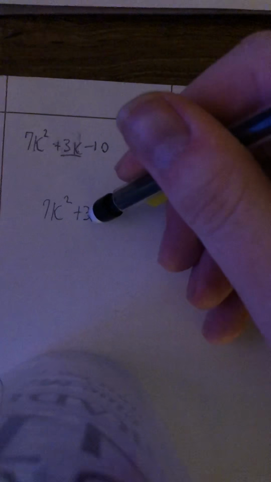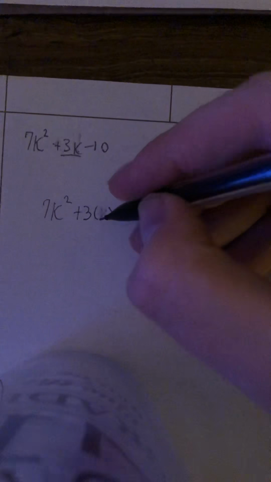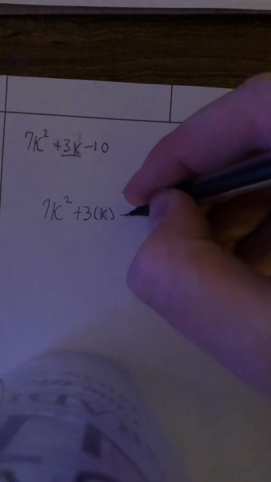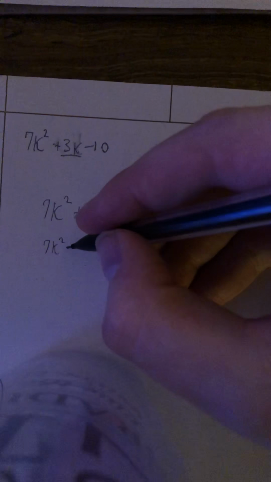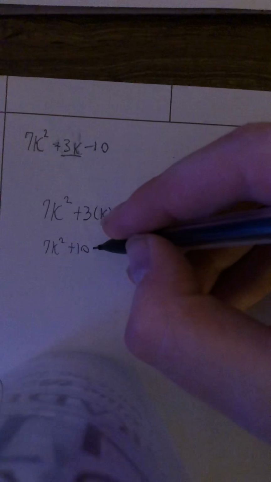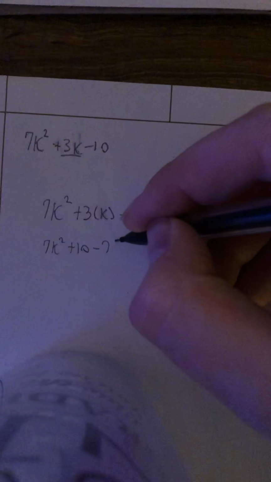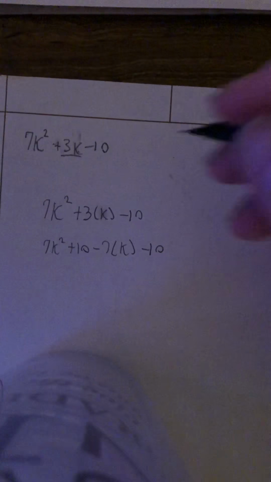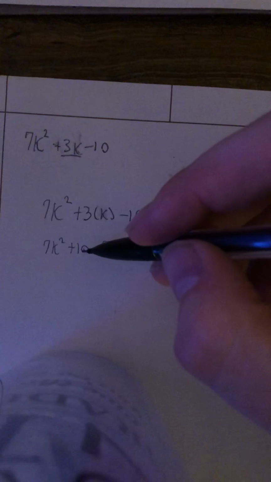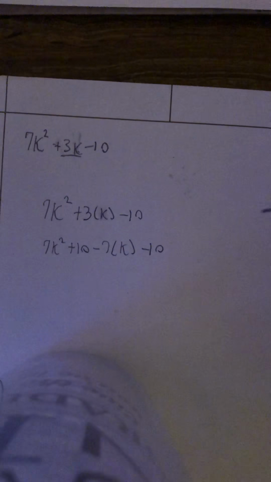That's how easy it is, but minus 10. So this 3 is being multiplied by this k, so I'm just rewriting it as such. And now I'm going to rewrite 3 as plus 10 minus 7 times our k. Okay? So it's the same thing, I just rewrote it as a 10 minus 7 instead of a 3. If you subtract those, then obviously you get back to your 3.